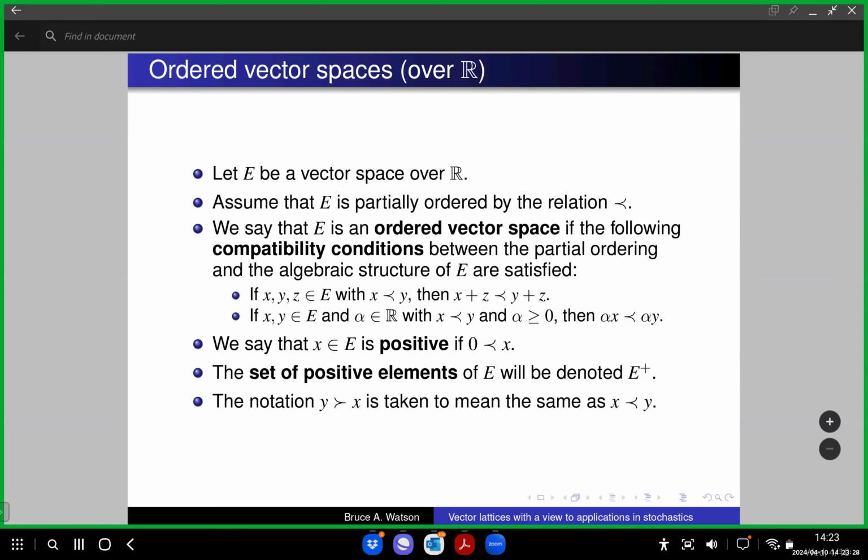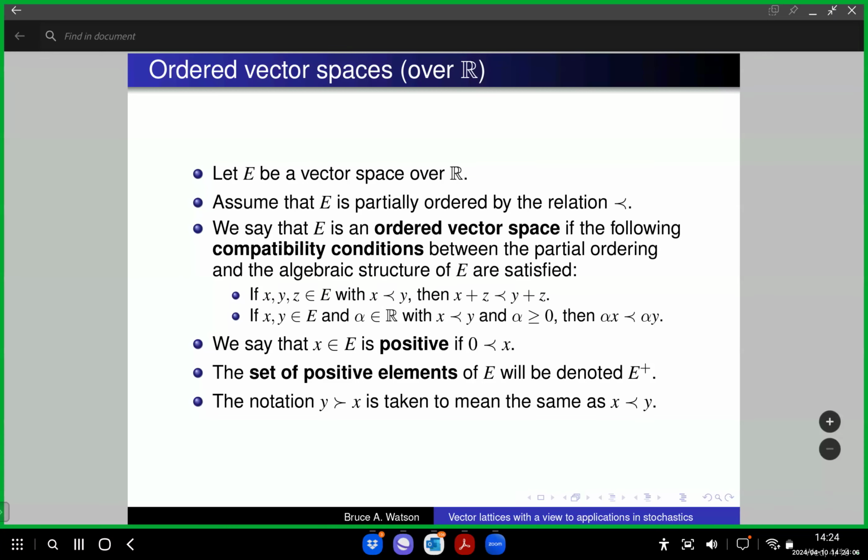Throughout this, whenever we talk about an ordered vector space or vector space, for the remainder of this, we're going to assume that we're dealing with a vector space over R, over the reals. You don't have to do that, but certainly to get the wheels rolling, it's the best way to start. And we've assumed that the set E, this vector space E, is partially ordered by the relation predecessor, as given in bullet point 2.